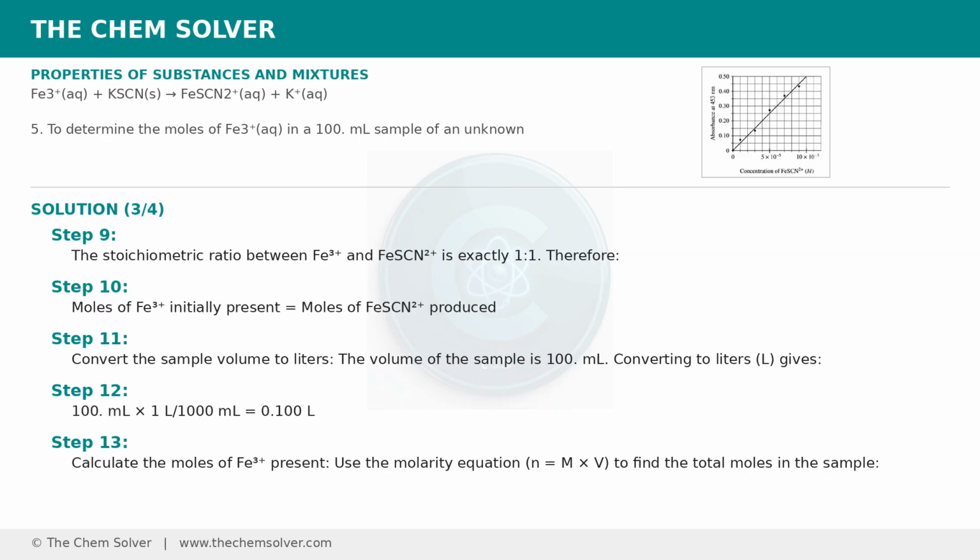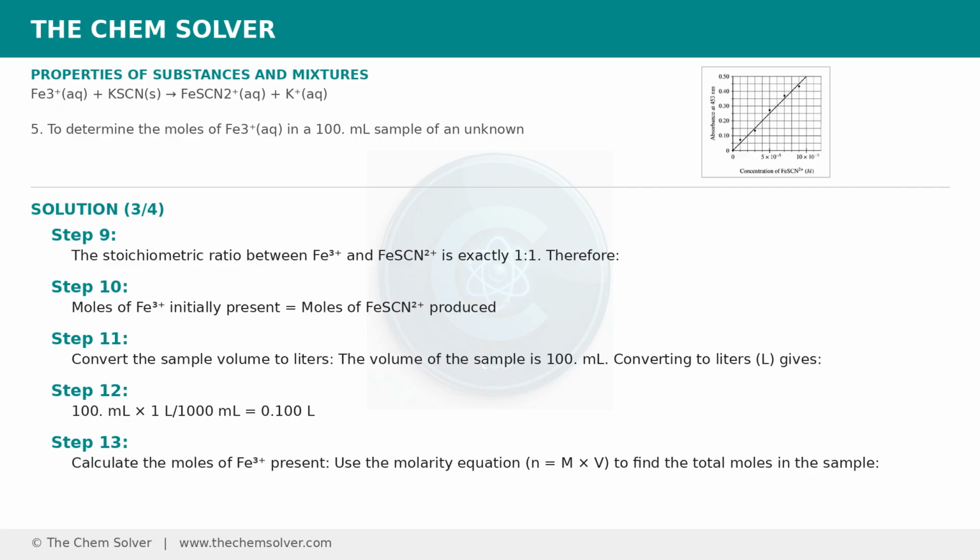The stoichiometric ratio between Fe3+ and FeSCN2+ is exactly 1 to 1. Therefore, moles of Fe3+ initially present equals moles of FeSCN2+ produced. Convert the sample volume to liters. The volume of the sample is 100 mL. Converting to liters gives 100 mL times 1 liter over 1,000 milliliters equals 0.100 liters.